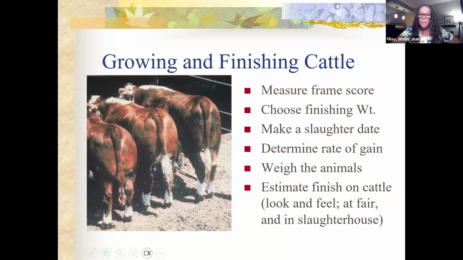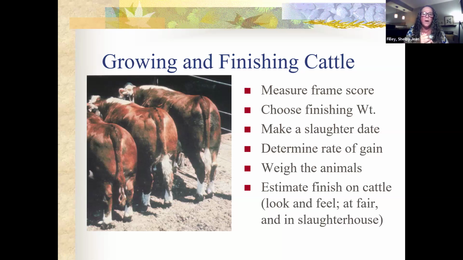And it'll suggest a weight that it should be finished to. Choose a finishing weight. And then you have to make a slaughter date, sometimes well in advance, sometimes even before you have the animal. And then, okay, you know what the current weight is, you know what the slaughter weight should be, and you know how many days you have to finish it. So that gives you a rate of gain. So of course you have to know the weight of the animals.